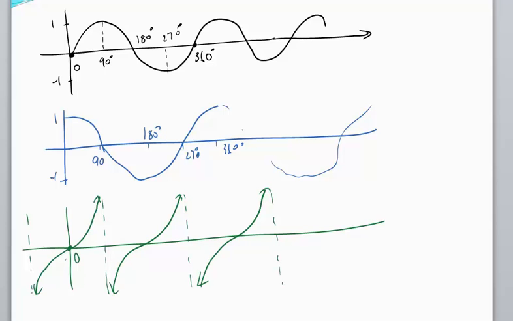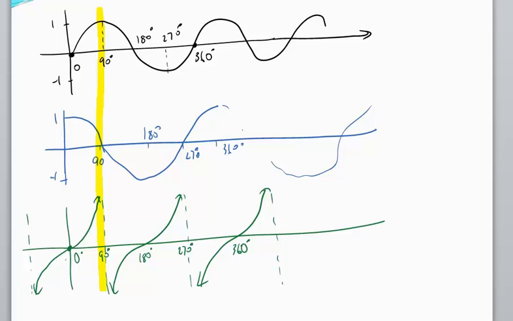So at 0 degrees, we're at 0, and we actually have no result for 90 degrees. Then we have results in between. At 180 degrees, we're at 0. At 270, we have no result. At 360, we're back at 0. And these split into our quadrants here.